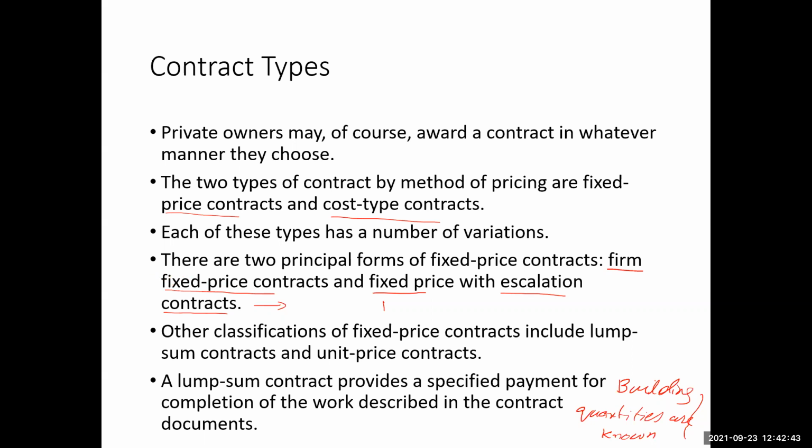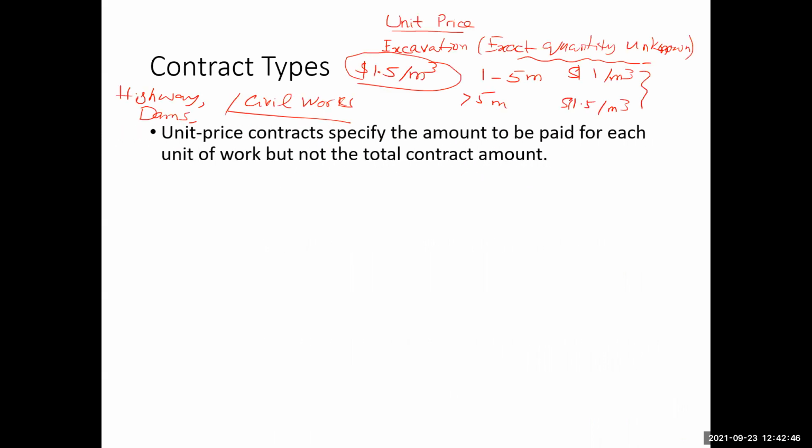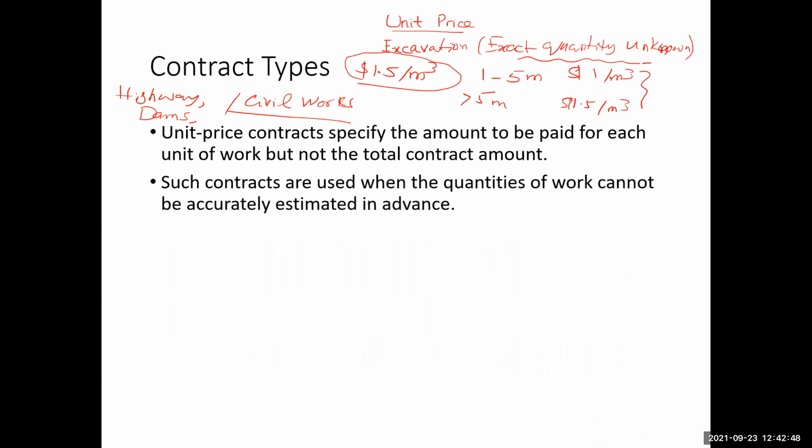Okay, so these are the different types of firm price contracts. We have talked about the unit price contract. We can also call it a fixed price contract, because although we do not know the exact quantity, we know the prices of the units of the work. Unit price contracts are performed normally for civil and heavy construction works. Such contracts are used when the quantities of work cannot be accurately estimated in advance. So this is what I have just explained.